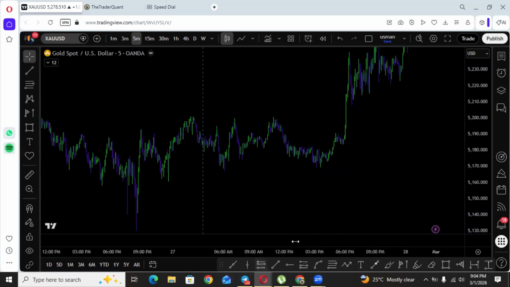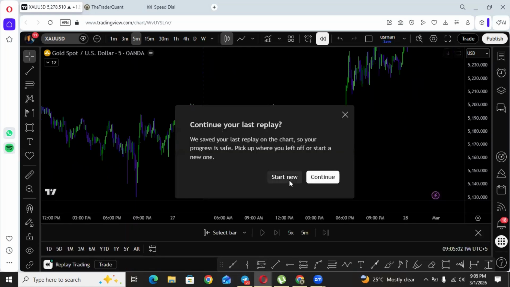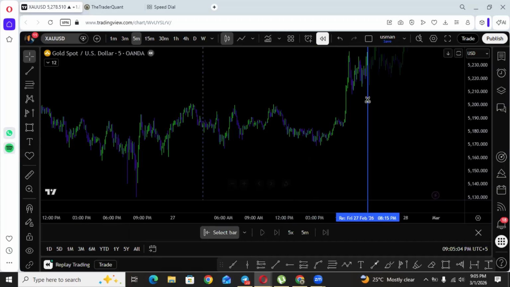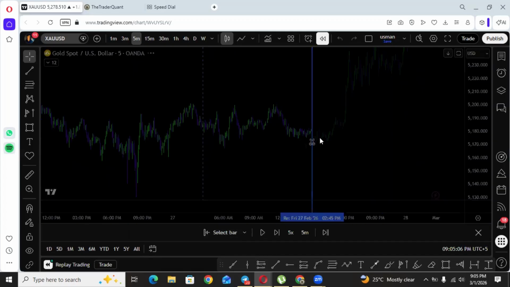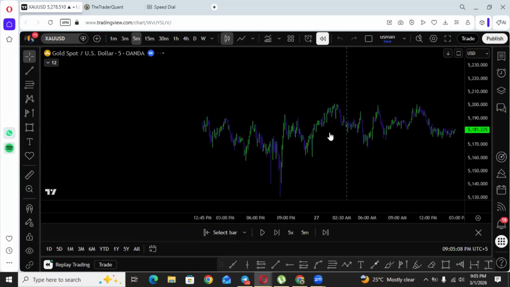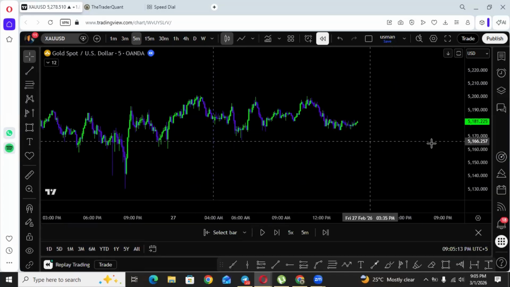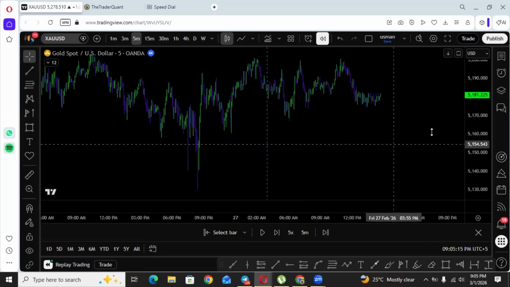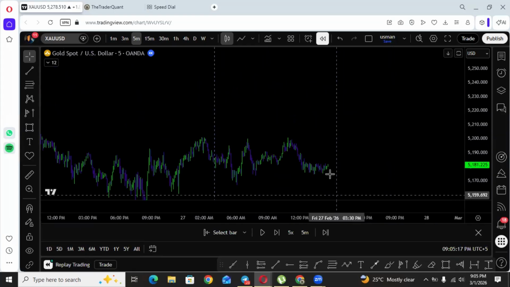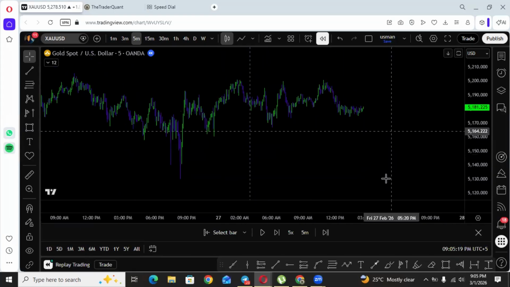Let's move the chart a little bit back and start. Before this move, what is the purpose of all of these order flow tools? Just to catch the move, to enter in the move before it happens. So we need something from the tool to tell us that this move is about to happen, so we need to enter.